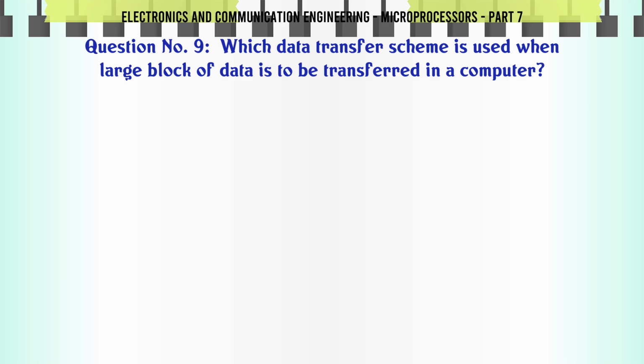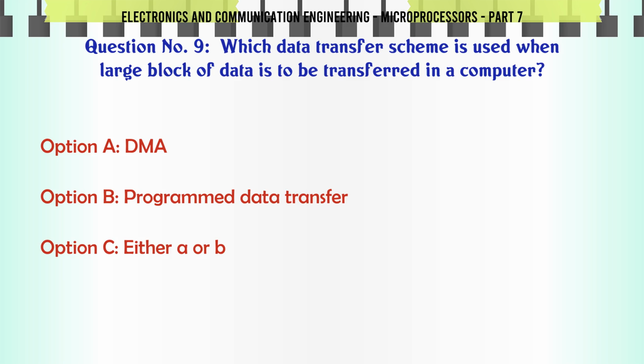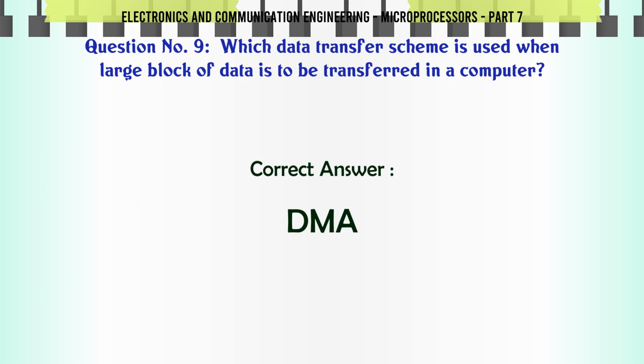Which data transfer scheme is used when a large block of data is to be transferred in a computer? A, DMA. B, programmed data transfer. C, either A or B. D, neither A nor B. The correct answer is DMA.